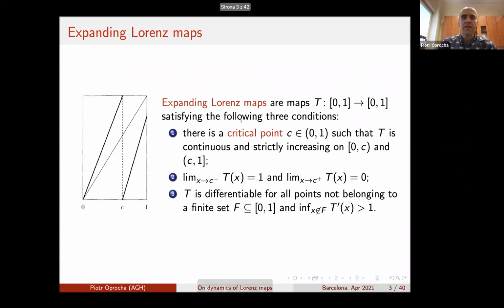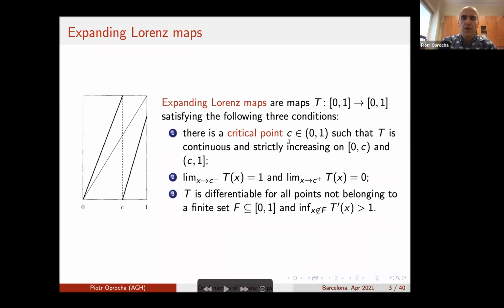So as I said, the main topic will be Lorenz maps, expanding Lorenz maps. These are maps on the interval, which have 2 pieces of monotonicity. There is a critical point, and usually because of this critical point, some problems arise, and I will try to show you why the problems come up when studying the dynamics of these maps.